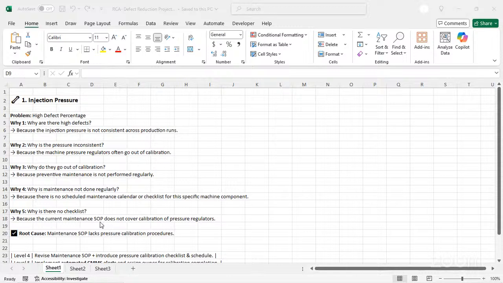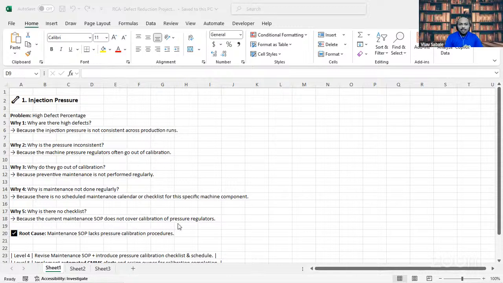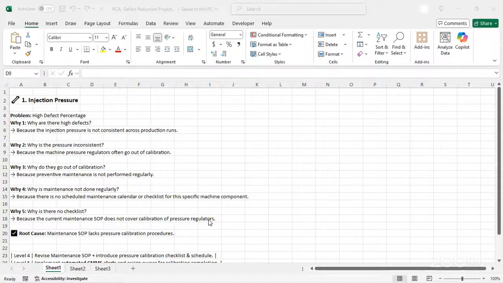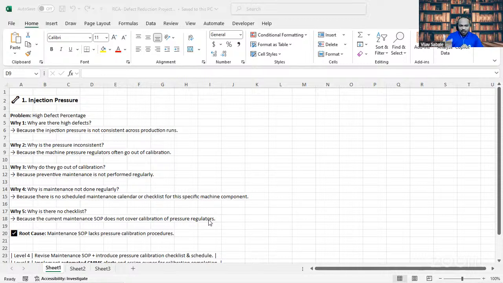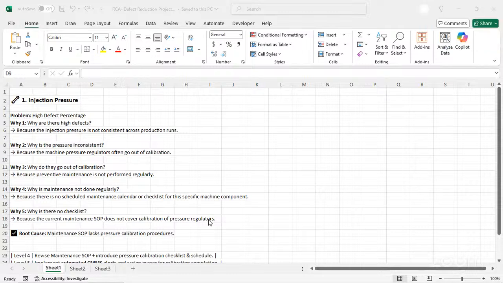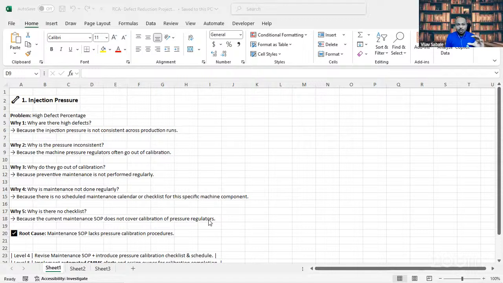Because the current maintenance SOP does not cover calibration of pressure regulators. System related. Yeah, but is it a weak design? It's a poor basic condition, poor operating condition. Is it deterioration, sir, or is it a weak design? See, poor basic condition. Deterioration means there is something already there, now it is getting deteriorated. That's a deterioration, right?